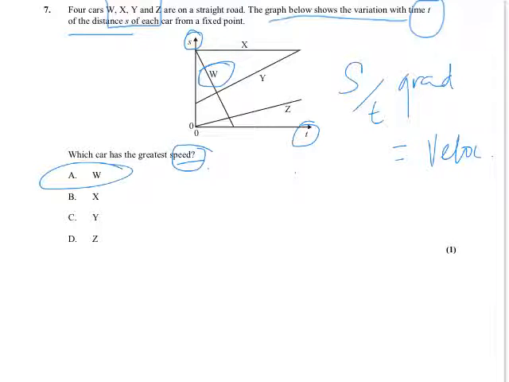And it is a bit tricky because you might think, oh, it's a minus, but it doesn't matter if it's minus velocity. The fact is, the speed, the magnitude, is the only important thing. So it would be W. It would be A.